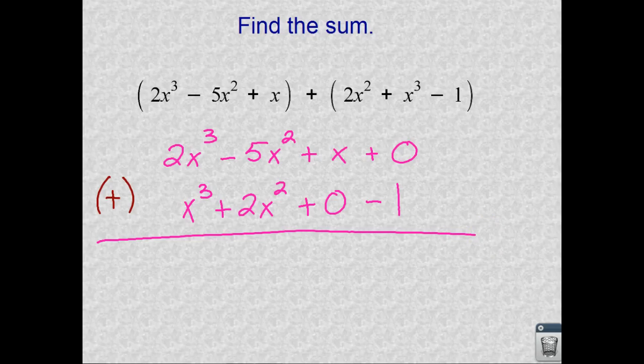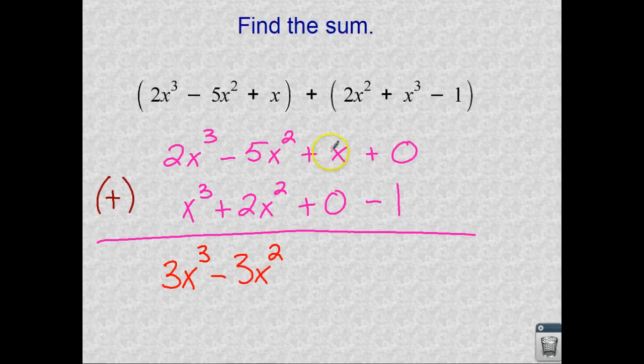And we're just going to follow our basic integer rules when it comes to adding. So I have 2x to the third plus 1x to the third would give me 3x cubed. Be careful of your signs. Negative 5 plus 2 is a negative 3x squared.